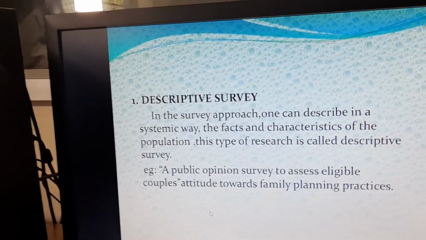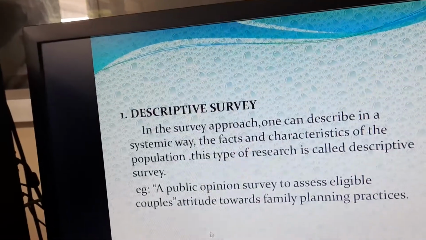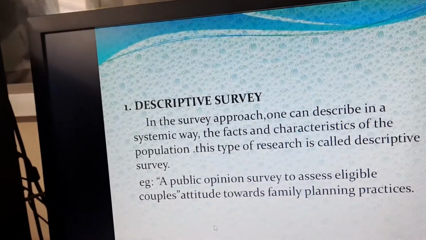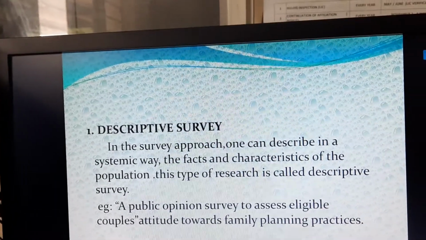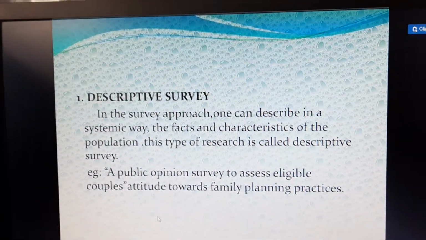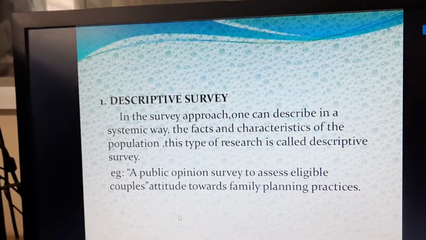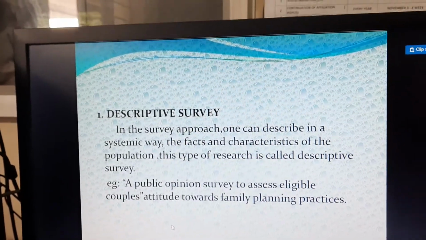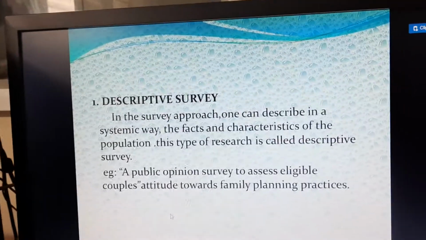In the descriptive survey approach, one can describe in a systematic way the facts and characteristics of the population. This type of research is called a descriptive survey. In this, you can only observe. For example, what is the population of India? You cannot go and control the population, and we cannot do anything. We are just observing.